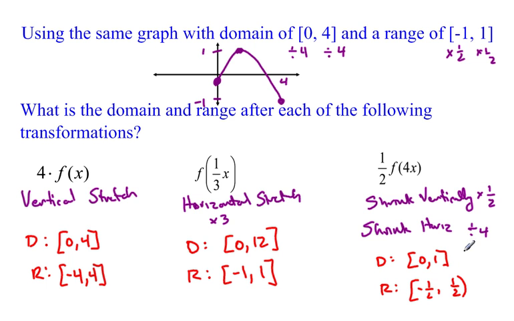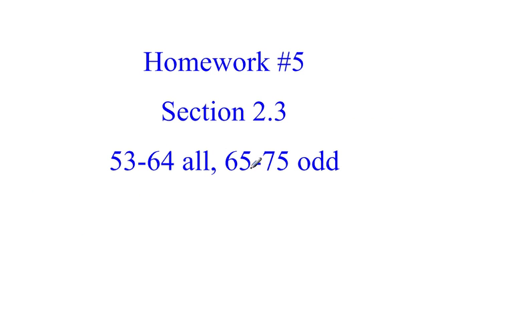So if we wanted to see what this looks like, let me get that square bracket on here again. So this is going to shrink vertically and horizontally, and it's going to do something like that. So it's going to go from 0 to 1. I don't think I shrunk it quite enough, but if we think that that's 1, that would work. And then up to 1/2 and down to -1/2. All right, so this homework section, what we just did is going to help you out with 65 through 75 odd.